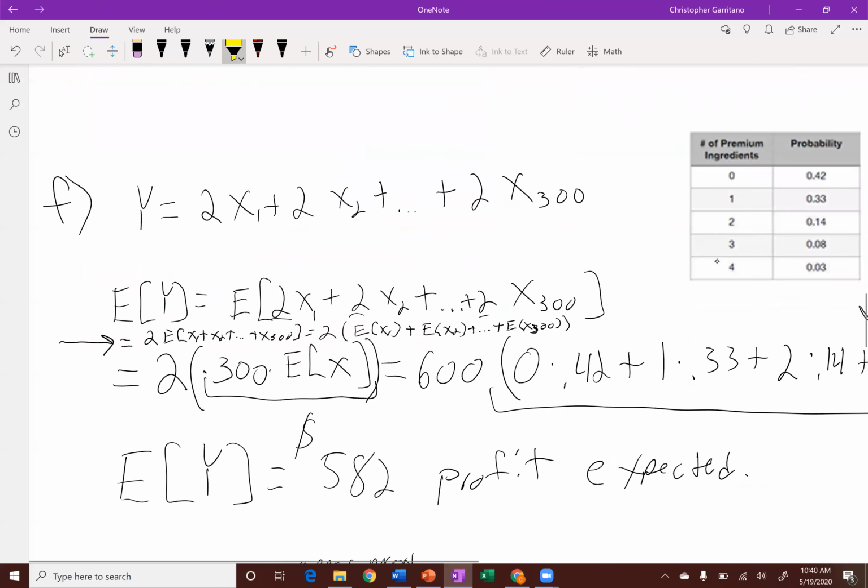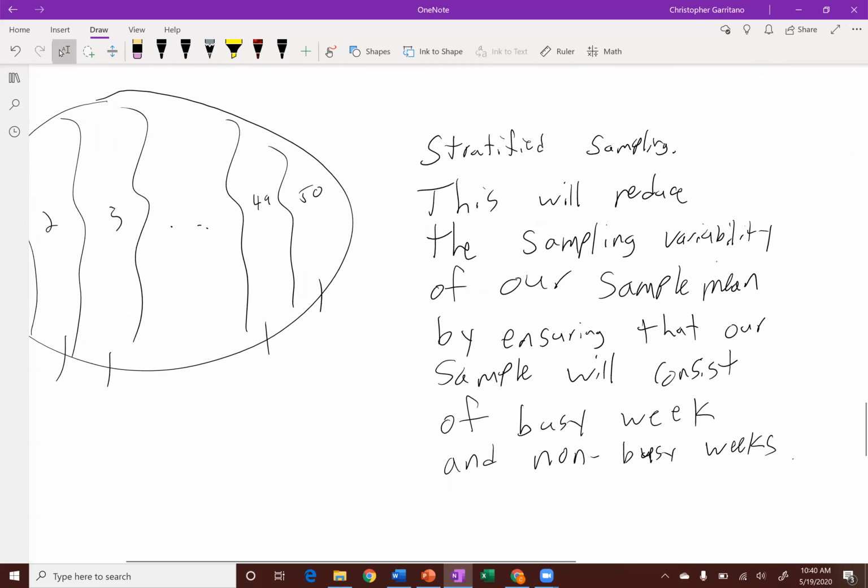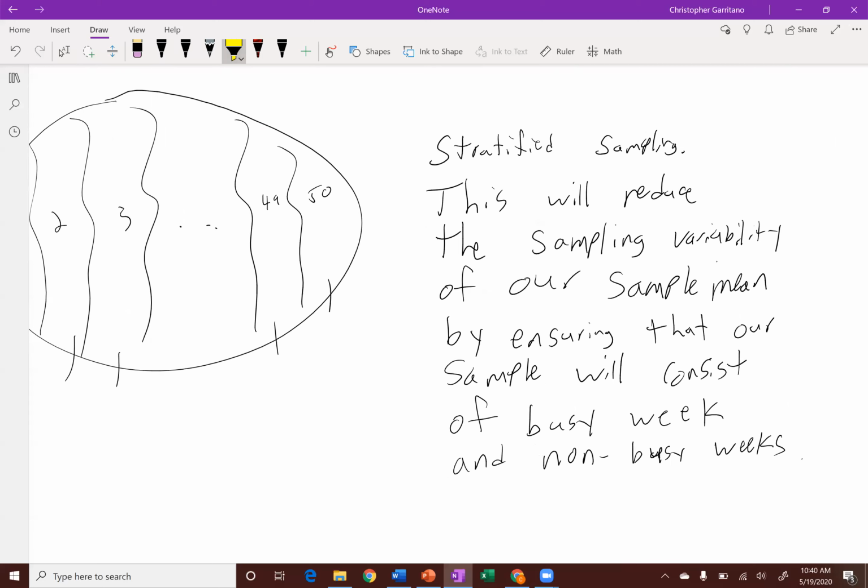So by stratifying the population into 50 different weeks, what we do is we guarantee that we're going to get a little dose of week 1, a little dose of week 2, a little dose of week 3, and so on, all the way up through weeks 49 and 50. So we're going to get a little dose of each week, which, again, is stratified sampling. And what this does is it reduces sampling variability. The statistical advantage to stratified sampling is always that it will reduce the sampling variability of whatever we're sampling, in this case of our sample mean. Why? Because it ensures that our sample will consist of busy weeks and non-busy weeks.